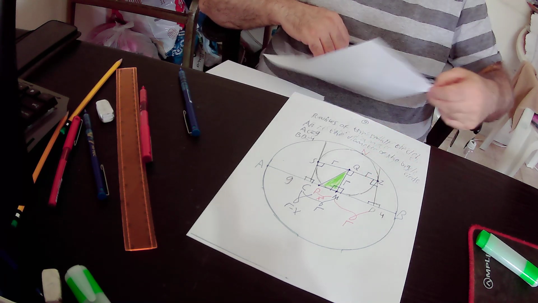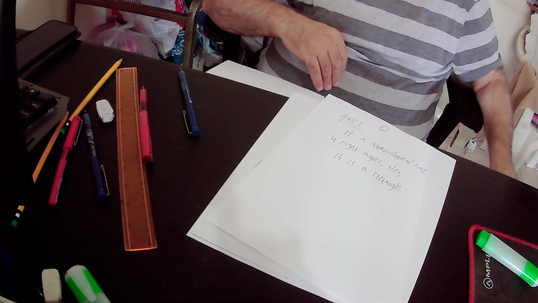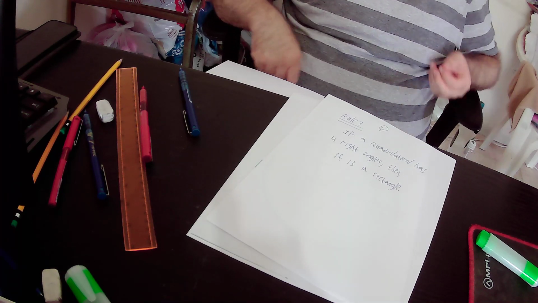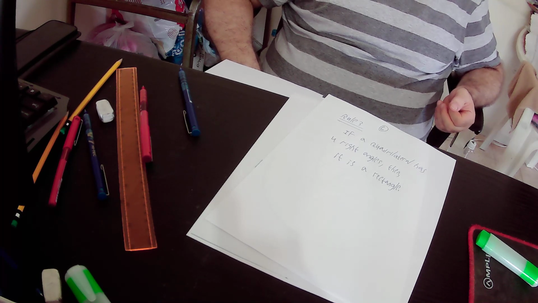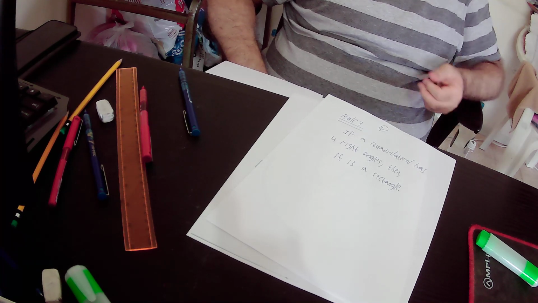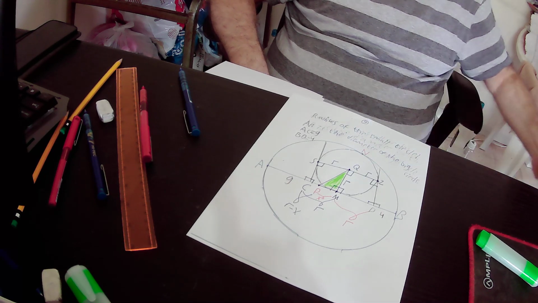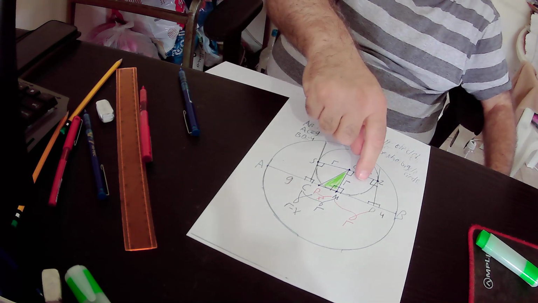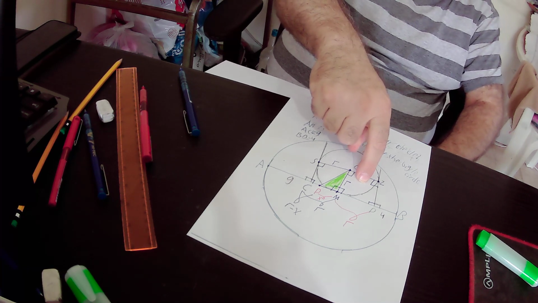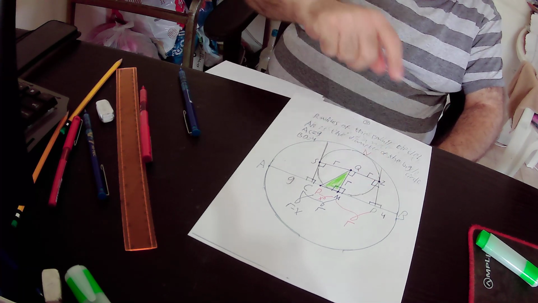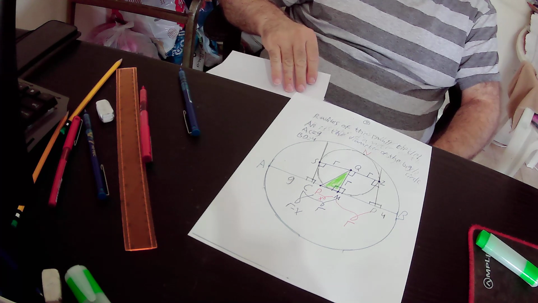And according to rule number 3, if a quadrilateral has 4 right angles, then it is a rectangle. So quadrilateral QZMD that has 4 right angles is a rectangle according to rule number 3. So this is a rectangle.